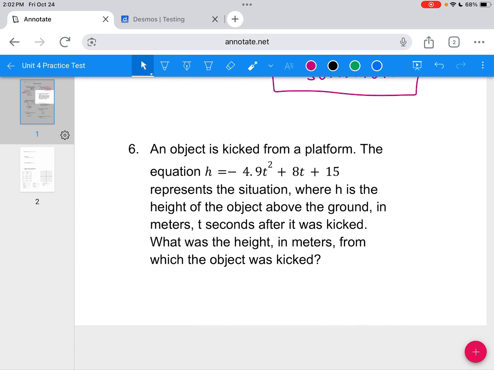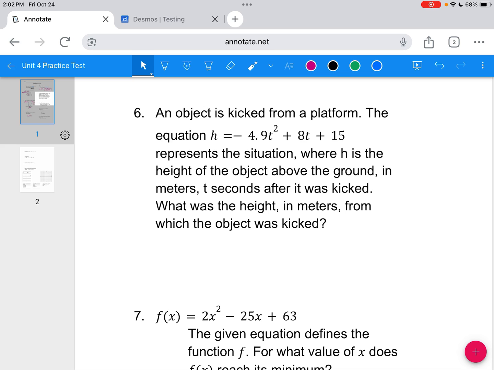Number 6, an object is kicked from a platform. The equation h equals negative 4.9 t squared plus 8t plus 15 represents the situation where h, I'm going to highlight this, h is the height of the object above the ground in meters, t seconds after it was kicked. What was the height in meters from which the object was kicked? So really h is just y, so y is going to be the height in meters. Our t is really just the x, so x would just be the seconds.